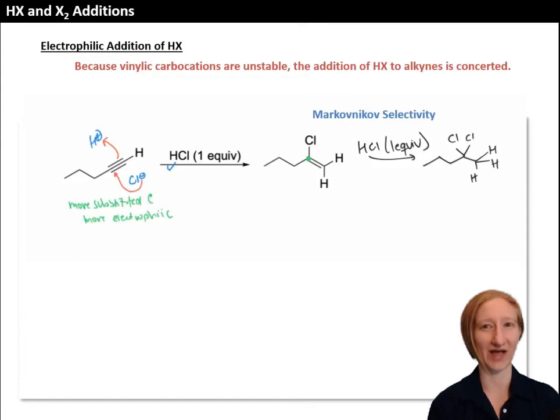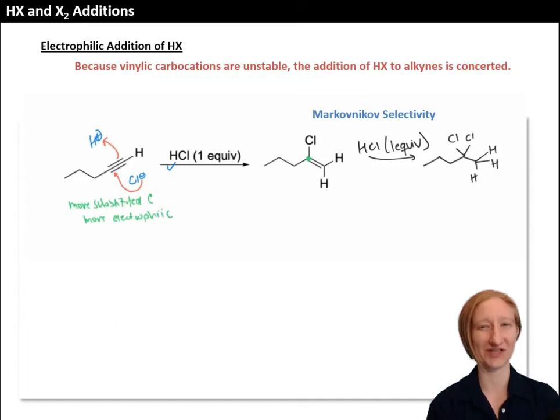The chlorine, or X group, adds to the more substituted or the more electrophilic carbon. This mechanism also helps us to account for the stereochemistry that these reactions show. The X group and the proton add trans across the alkene. They add to opposite faces of the alkene, and we can see that in this type of a concerted mechanism.